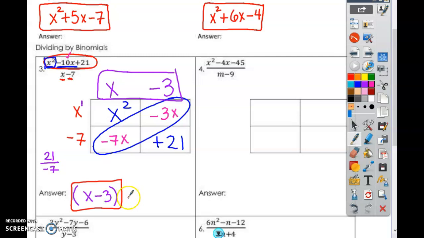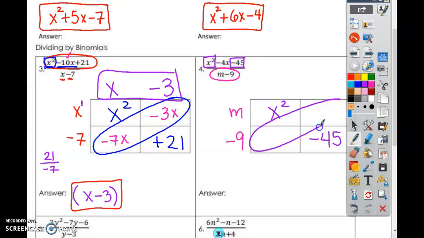Okay? Let's try another one. Let's do this one. This goes on the outside because I'm dividing. So this is m minus 9. Tell me what goes inside. What goes inside here? X squared goes first. What else? Negative 45 goes last, right? And these two, when you add them, gives you this one, right?